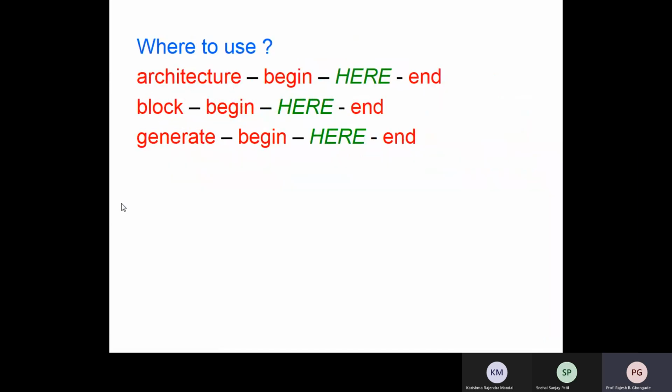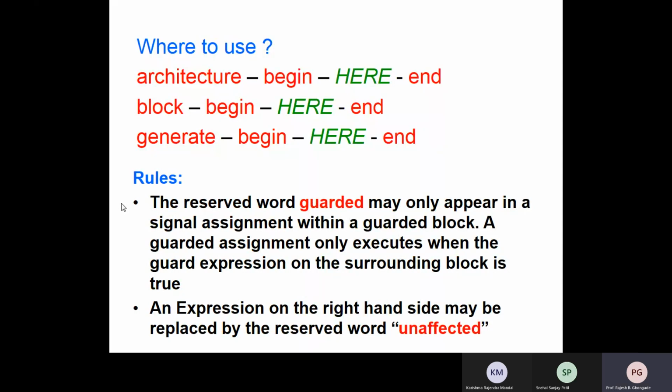Where is it possible for us to use it? Where are the valid uses? In an architecture, after begin and before end. We are going to see what a block is later on. Just remember that you can put it after the begin and before the end. We are also going to see generate, again after begin and before end. So these are the possible places where you can use this particular construct. There are some rules which you have to follow. The reserved word guarded may only appear in a signal assignment within a guarded block. We are going to see guarded blocks. Of course, it's not in the syllabus, but it is for the sake of completeness.